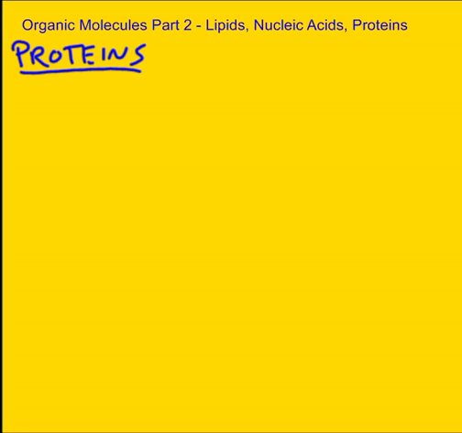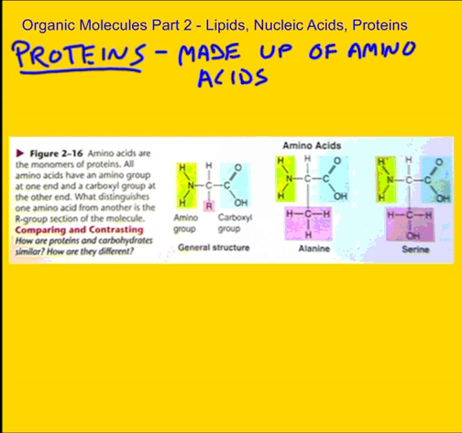And last, but certainly not least, we need to talk about proteins. Proteins contain nitrogen as well as carbon, hydrogen, and oxygen. They are polymers of molecules called amino acids. Here's a diagram that shows the structure of some amino acids.